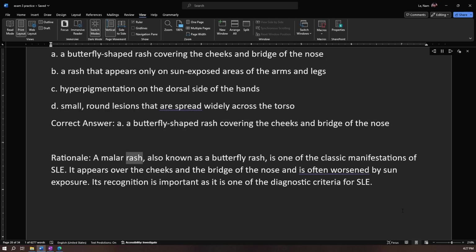Rationale. A malar rash, also known as a butterfly rash, is one of the classic manifestations of SLE. It appears over the cheeks and the bridge of the nose and is often worsened by sun exposure. Its recognition is important as it is one of the diagnostic criteria for SLE.